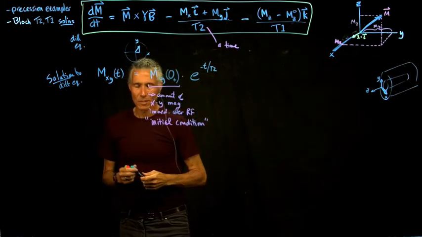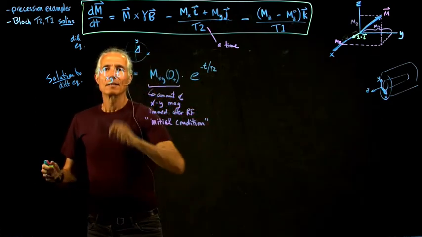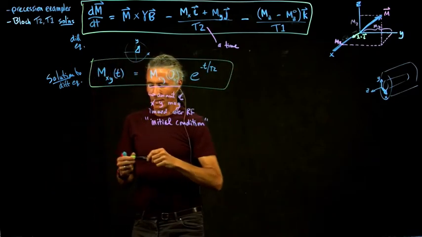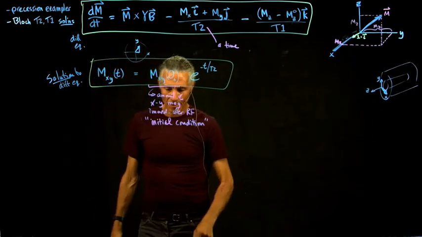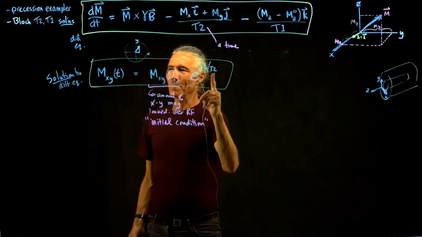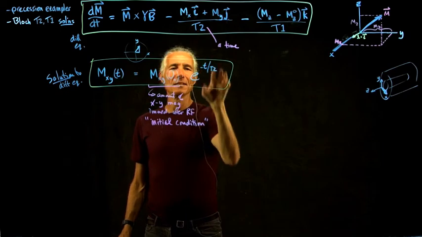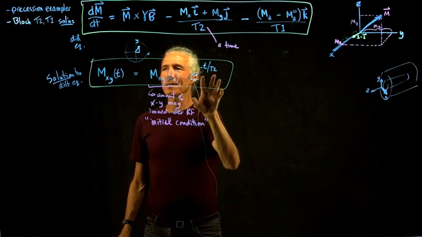So that's the solution. This thing is the solution to the T2 part of the equation. So where did this come from? How is that a solution to this? How did we come up with that? I'm not telling you right now. We'll just sort of look at it. We'll just say this is the solution.